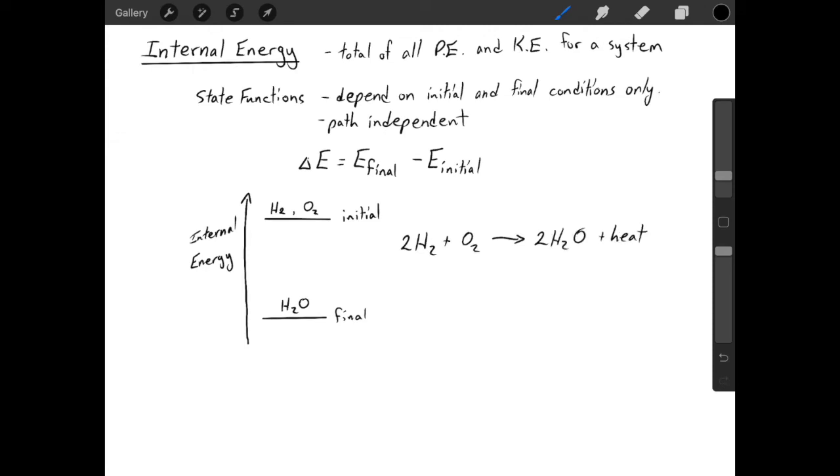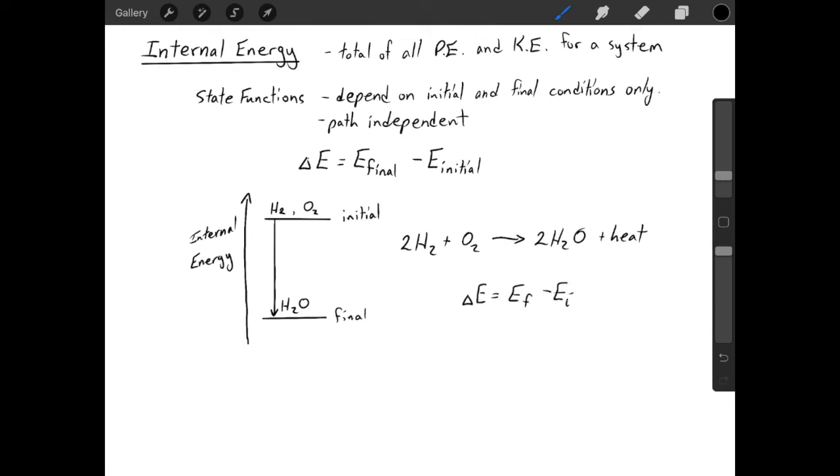Consider the reaction of hydrogen plus oxygen to make water and heat. You start with hydrogen and oxygen. They react, and heat is released, and you end up with water. You've moved from an initially high energy system to a low energy system. And you know that the final conditions must be lower in energy because heat was released as part of this reaction.